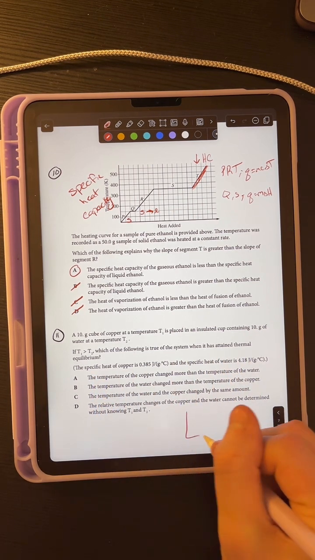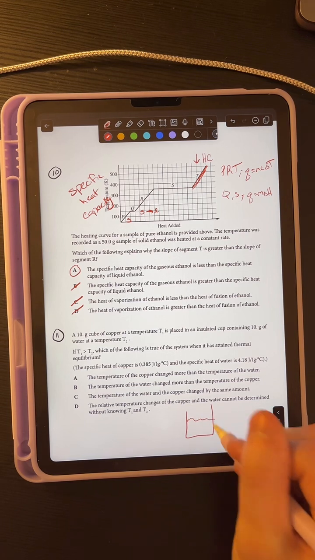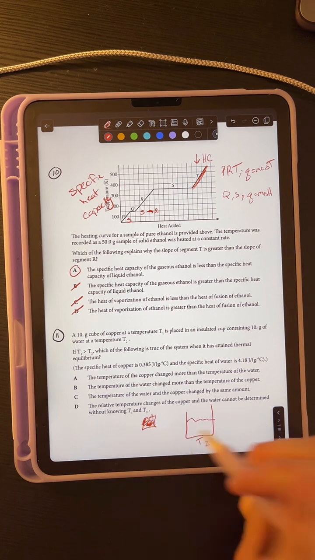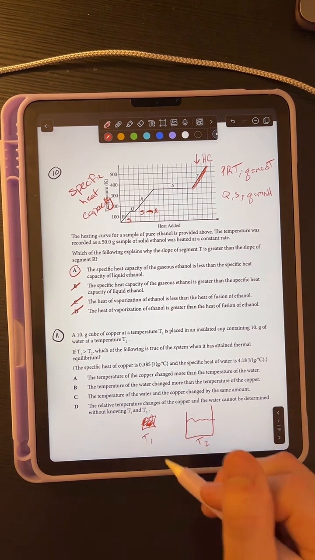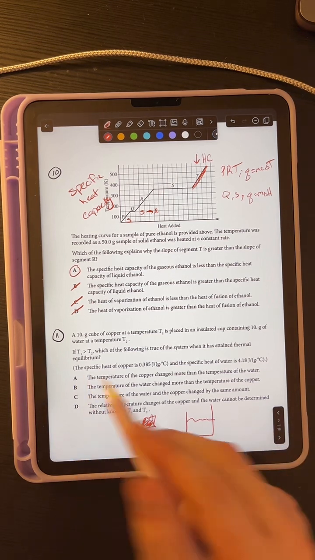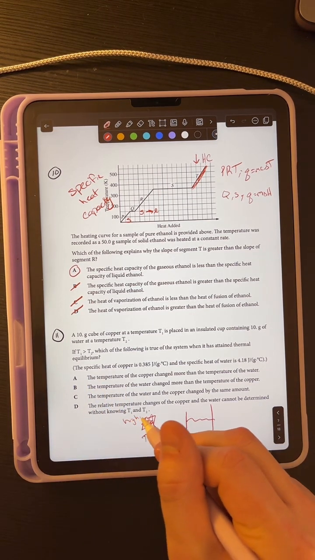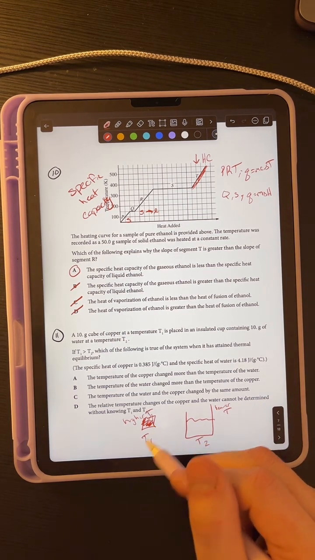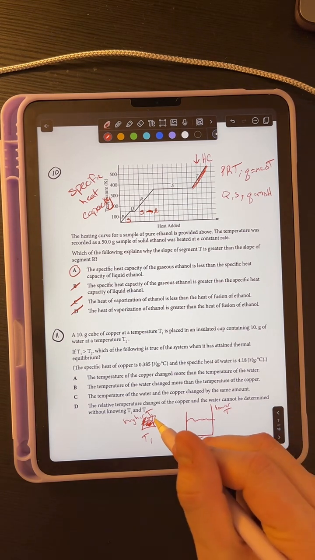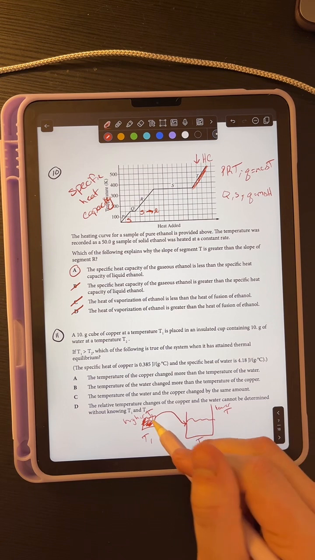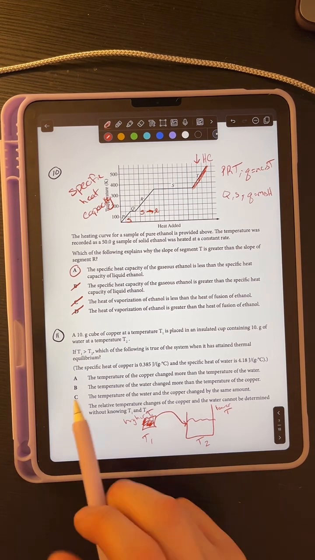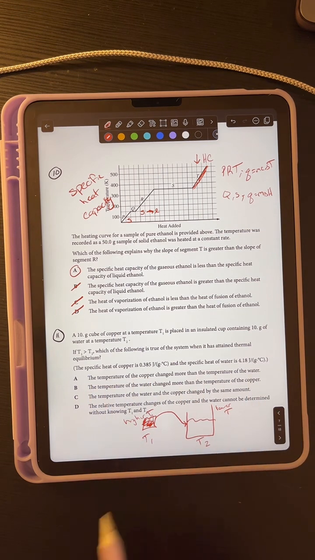So let's go ahead and draw this out. We have this at T2. This is our water. And we have our cube of copper there, and that is at T1. Now, T1 we know is higher. So this is a higher T and this is a lower T. And we know that heat will flow from higher temperature to lower temperature, or higher energy to lower energy. So this is sort of a depiction of what's going on. And then we're given our specific heat capacities here.